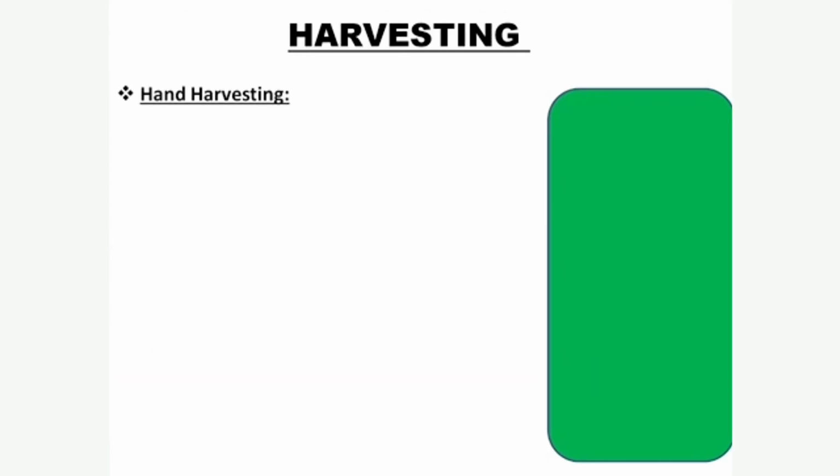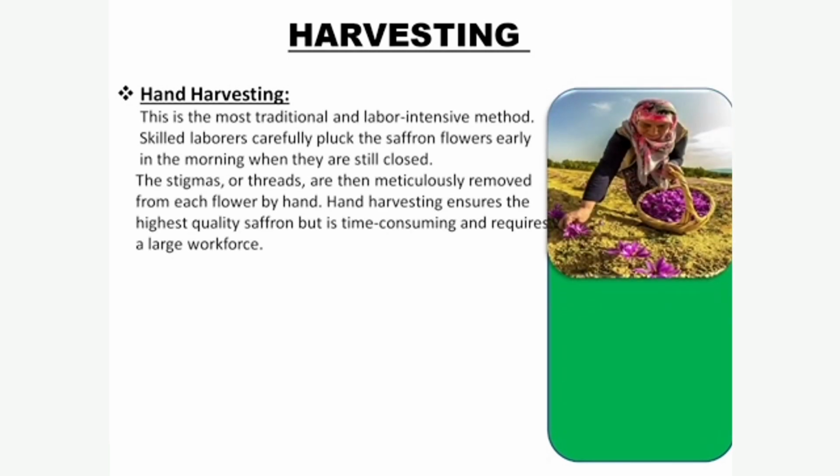Further, we discuss how it will be harvested. Generally, it is harvested in two ways. First is hand harvesting. It is the traditional method, but it is labor-intensive and requires skilled labor who carefully pluck the saffron flower. The plucking is generally done in the early morning, when the flower is still closed, and the stigma or thread is meticulously removed from each flower by hand. Hand harvesting ensures the highest quality of saffron, but the disadvantage is that it is a time-consuming process and requires a large workforce.